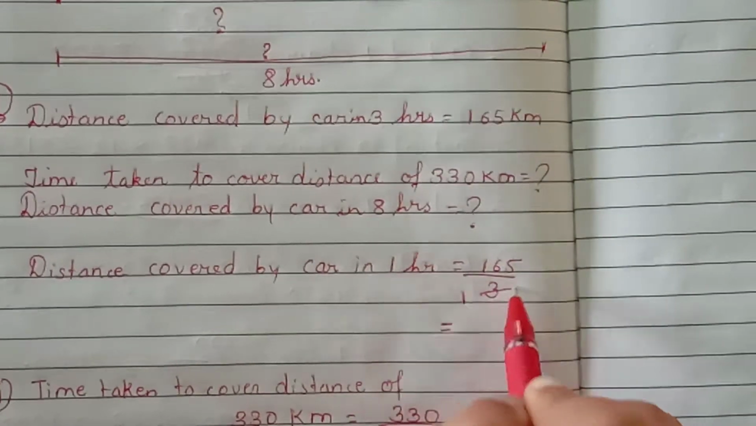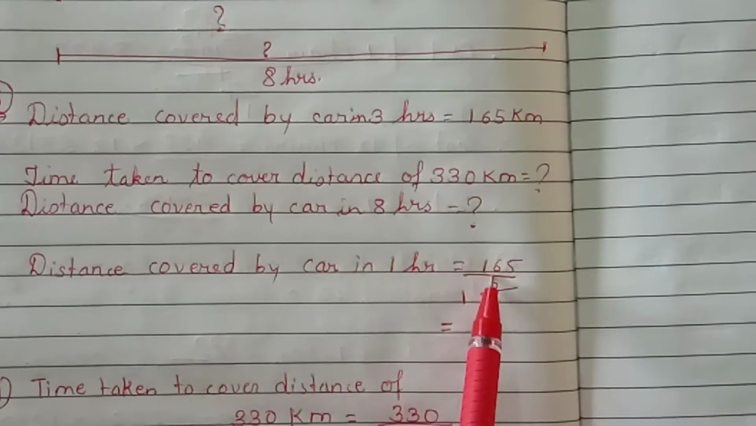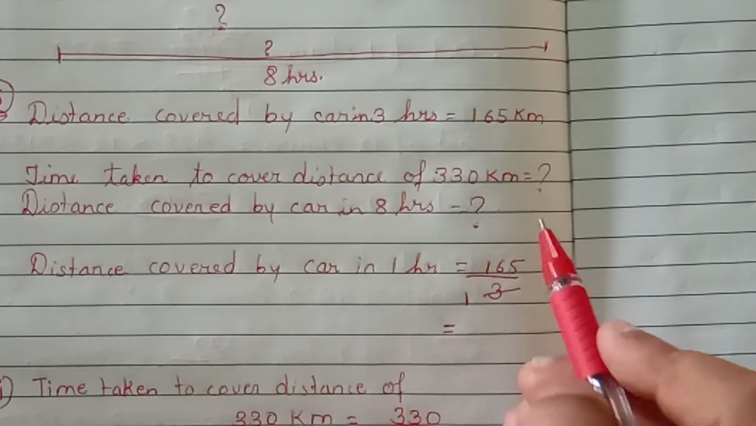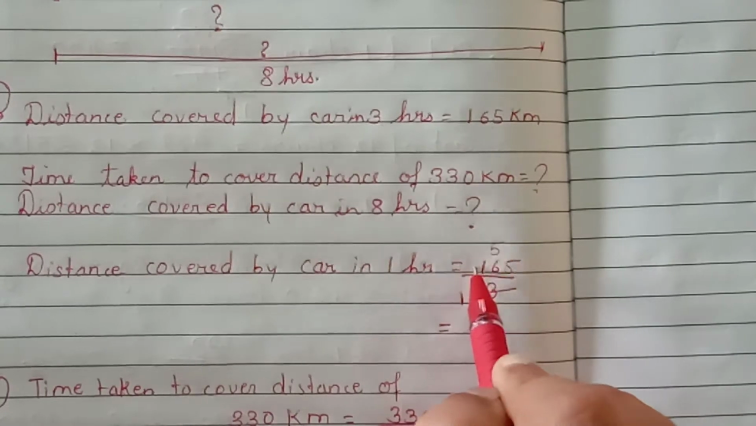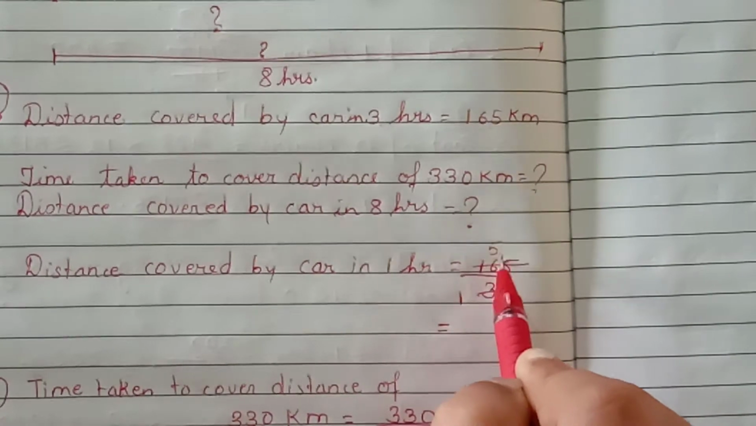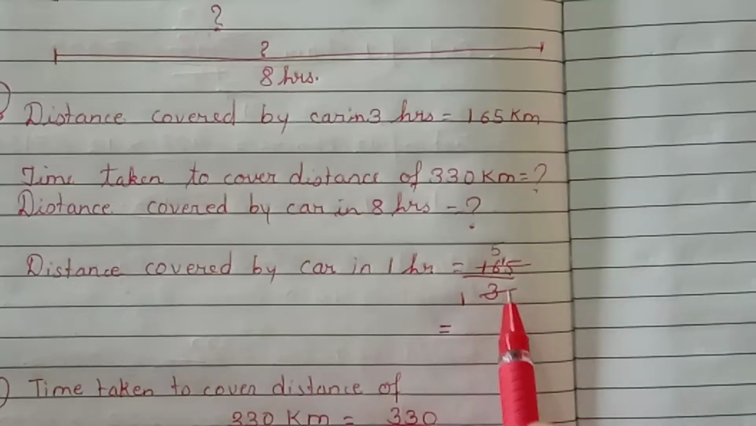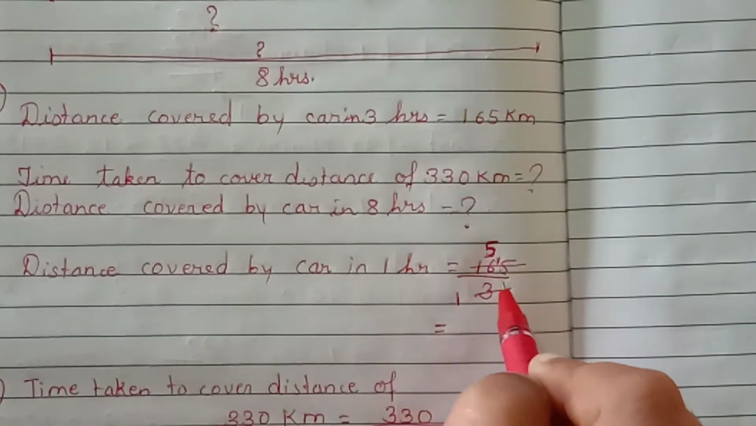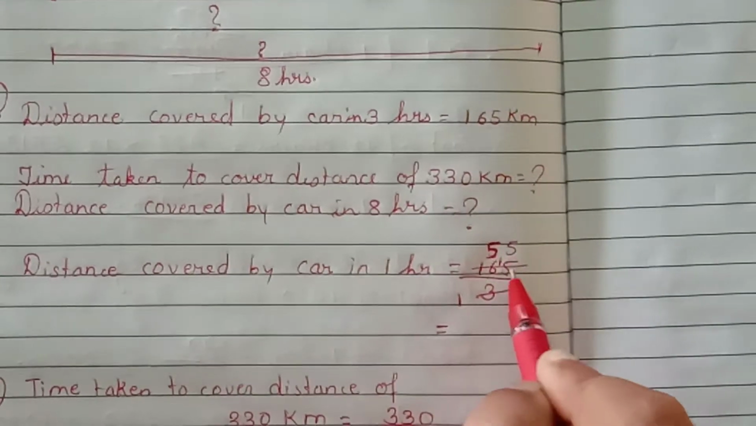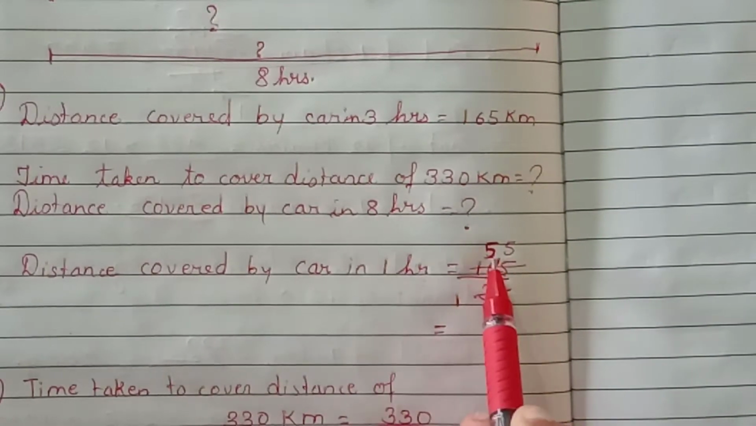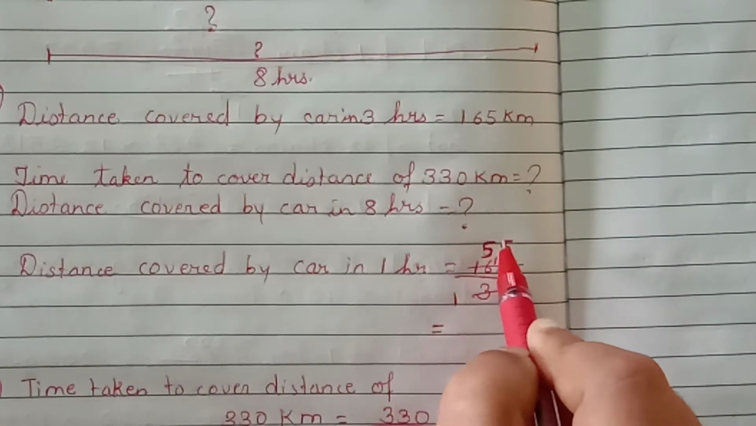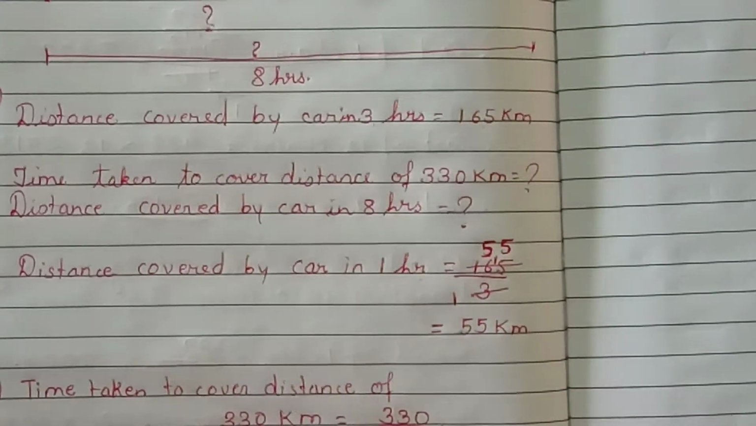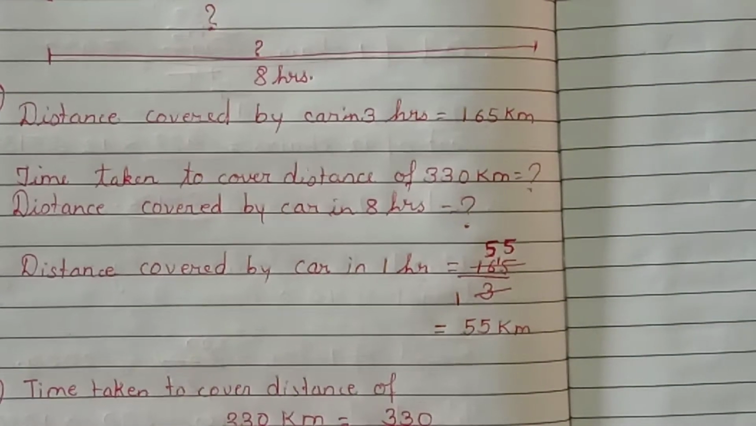3 ones are 3. Now 16 will not come in the table of 3, but the smaller number, that is 15, will come in the table of 3. Yes, so we will write here 3 fives are 15. 1 is remaining, we will give it to this 5. So again it is becoming 15. So again in mind we are having the table of 3, and that is 3 fives are 15. So in 1 hour how much distance is the car traveling? Yes, 55 kilometers. Did you understand? So in 1 hour we have got 55 kilometers.